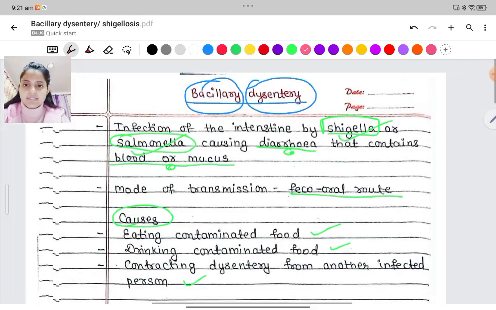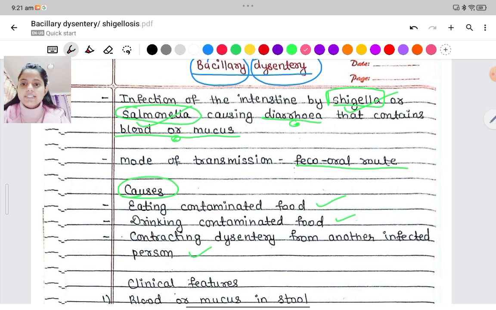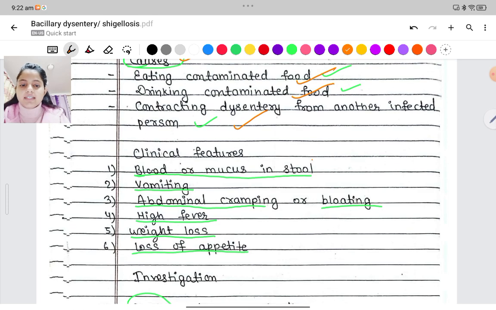So bacillary dysentery is the infection of the intestine caused by Shigella and Salmonella, causing diarrhea that contains blood or mucus. Mode of transmission is the fecal-oral route, and the causes are eating contaminated food, drinking contaminated food, and contracting dysentery from another infected person. The clinical features are blood or mucus in stool. The patient complains of vomiting, abdominal cramping, bloating, high fever, weight loss, loss of appetite.